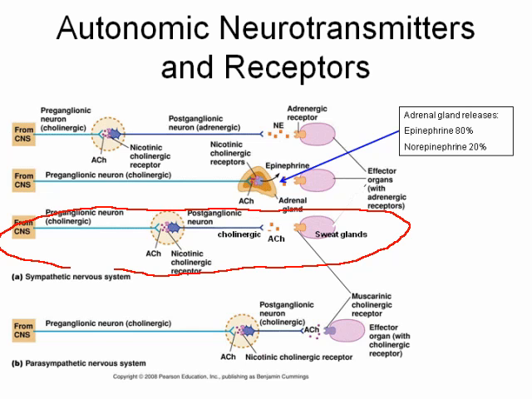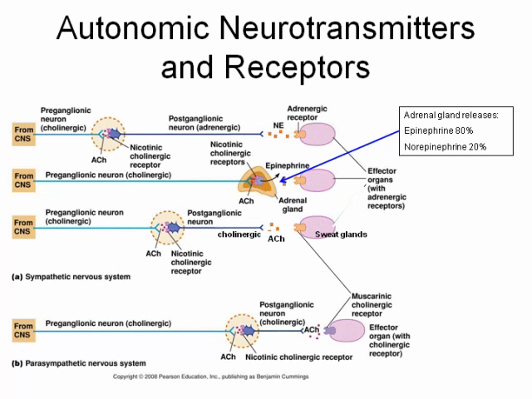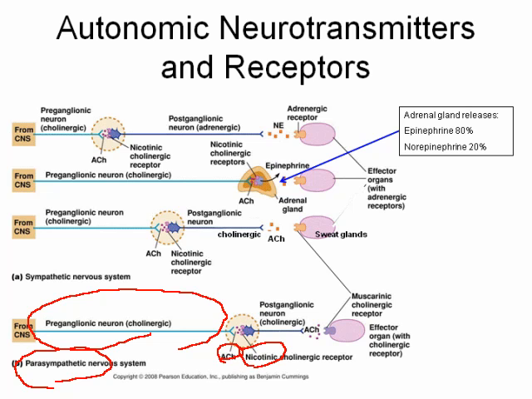And as you'll see, they actually look a lot more like a parasympathetic system. And we'll talk about that now. The parasympathetic system, you have your long cholinergic preganglionic neuron, again, releasing acetylcholine, binding to nicotinic receptors.